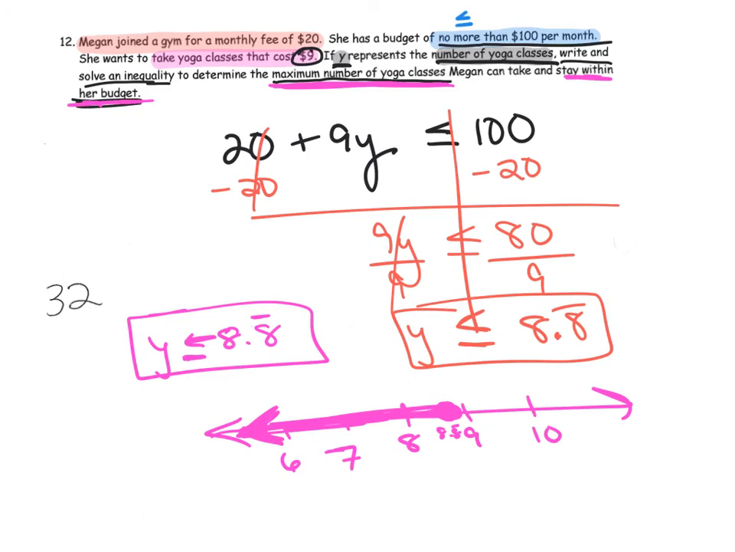So what is the maximum number of yoga classes she can take? She can't take 8.8. That doesn't make sense. And she can't take 8.5. We're only going by integer values. So the next number I see is 8. The maximum number of yoga classes she can take a month is 8.